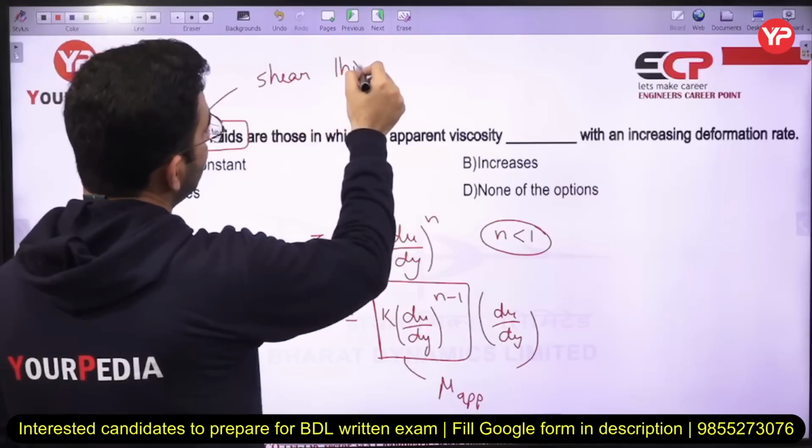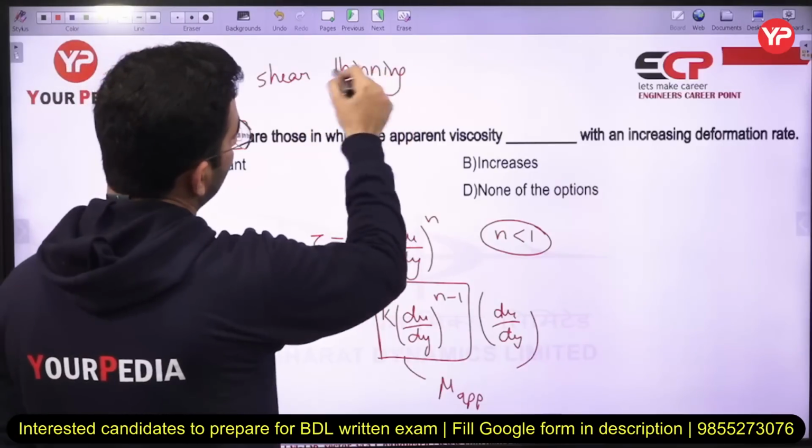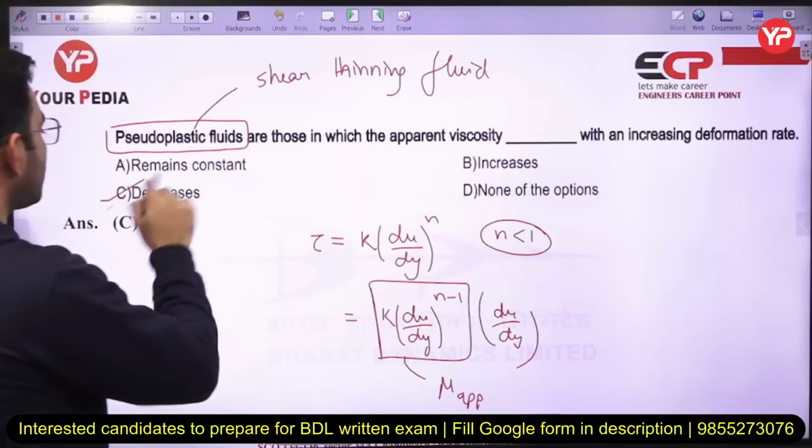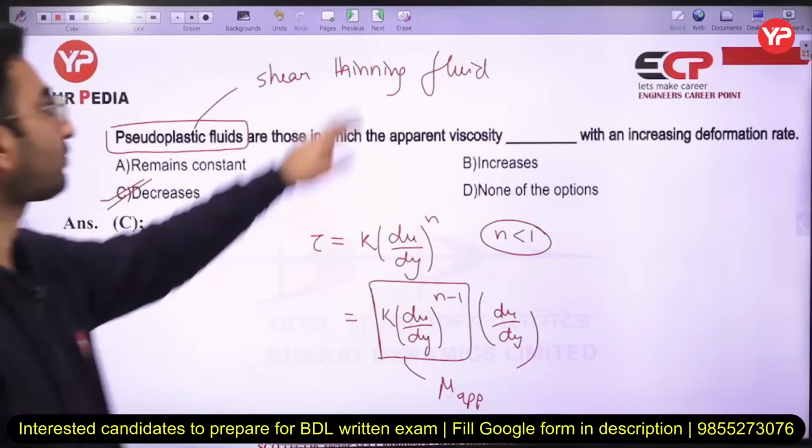These are considered as the shear thinning fluid. Okay, so option number C is going to be the correct answer here in this case.